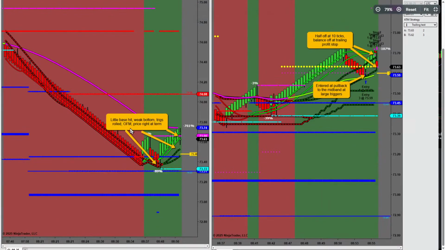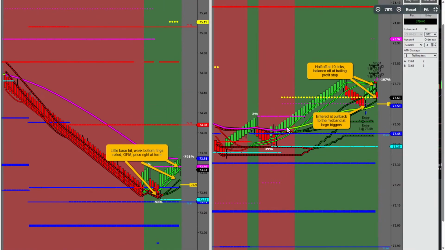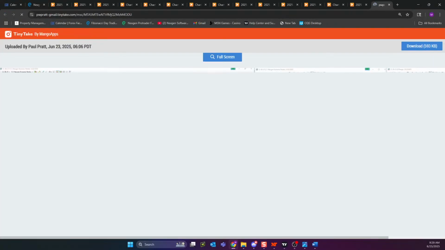So, little base hit, weak bottom, strong triggers, all the terminations, and Pete says, I'm going to trade directly into a termination. Nobody can stop me. And he does. And he makes a tiny little bit of money with a whole lot of stress. Great job. Guys, you'll do things on simulator you wouldn't normally do in a live market.